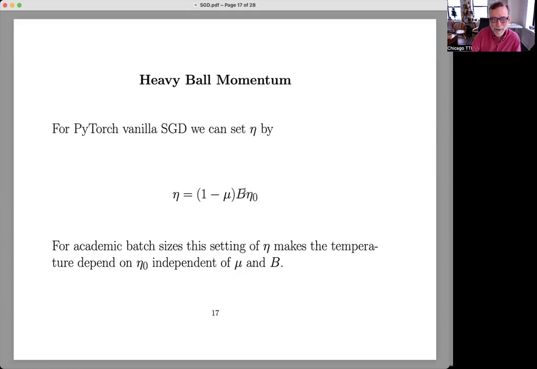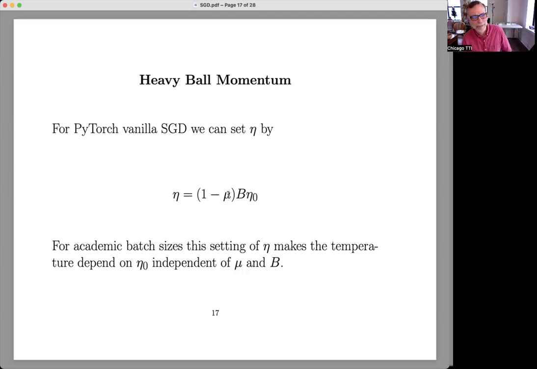We've already argued that you want to take the learning rate 0 times the batch size to make the batch size not influence temperature. But you also want to multiply by 1 minus mu, where this is the heavy ball momentum parameter. And you want to define your learning rate in vanilla SGD by this formula in terms of this momentum parameter and this batch size. And if you take your learning rate to be this, you'll get a temperature that's now independent of batch size and your heavy ball momentum.